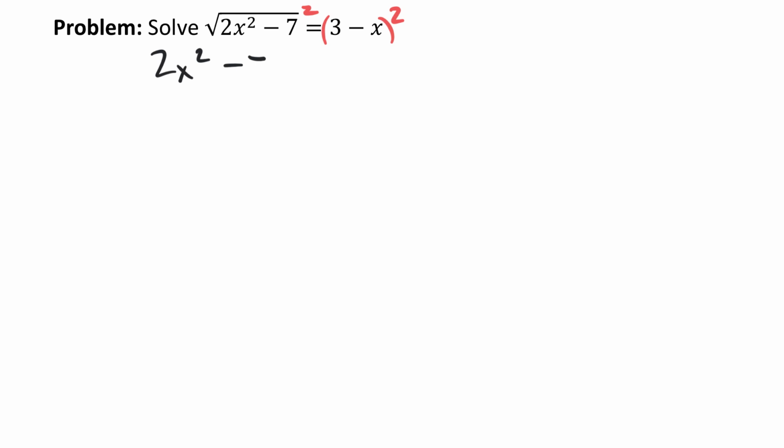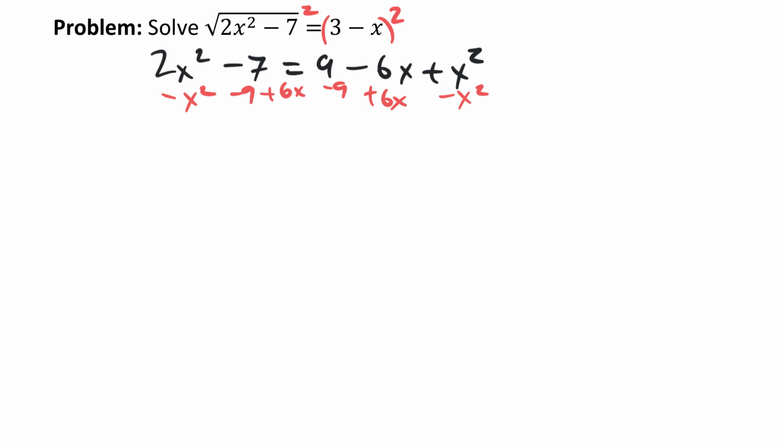2x squared minus 7 equals 9 minus 6x plus x squared. If we kick everything to the left side, minus the x squared plus the 6x minus the 9, that's going to give us x squared plus 6x minus 16 equals 0.